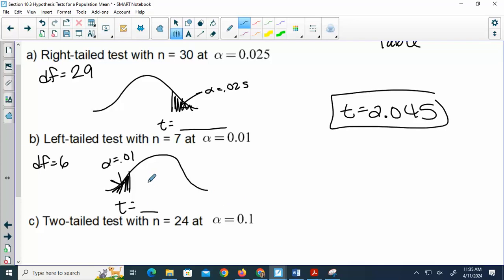Now the problem is, this gives us area to the right. If we have 0.01 to the left, that means there's 0.99 to the right. Do we have that as an option on our table? No. So how would you find that t value? It's a negative. Remember, it's all centered around 0. So you look up the 0.01 and 6 degrees of freedom, and that's 3.143, so we would have the negative 3.143.